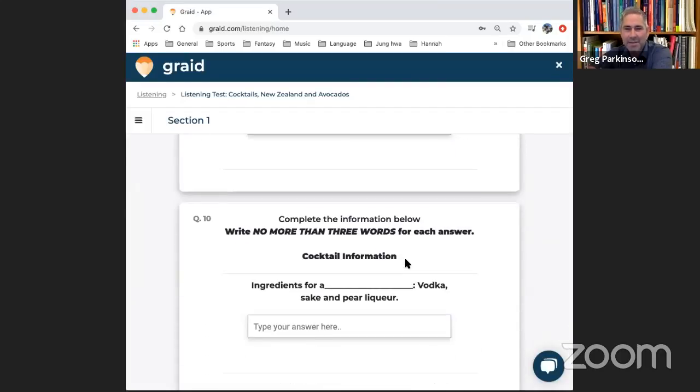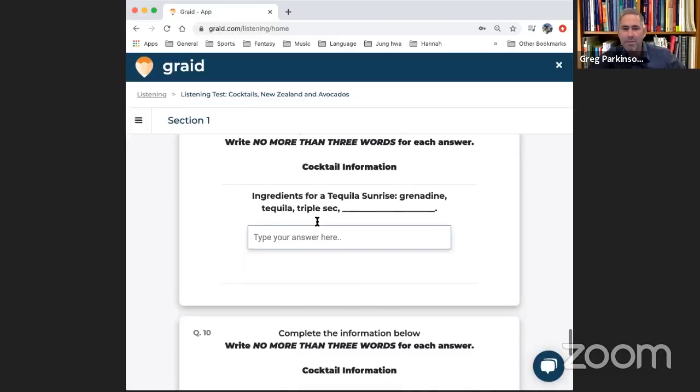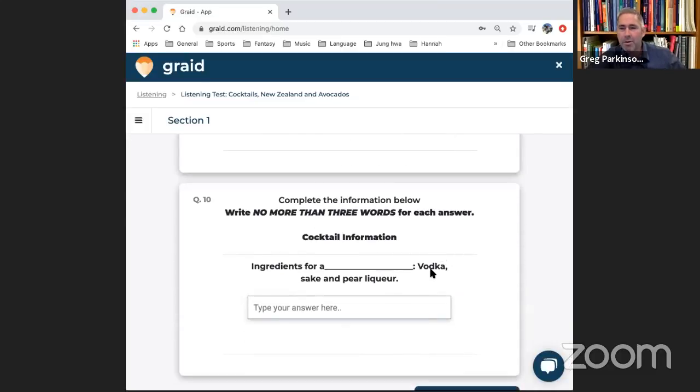And the last one here. Now, again, if you know a lot about cocktails, maybe you know what this cocktail is, but we can see from question 9 that tequila sunrise is the name of the cocktail. And here we're given all of the ingredients. The ingredients are vodka, sake, and pear liqueur.